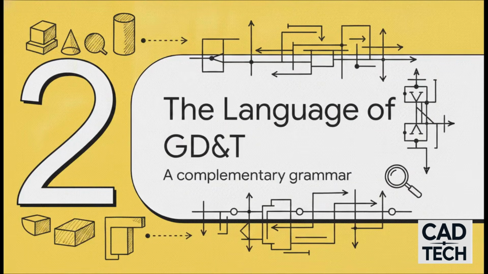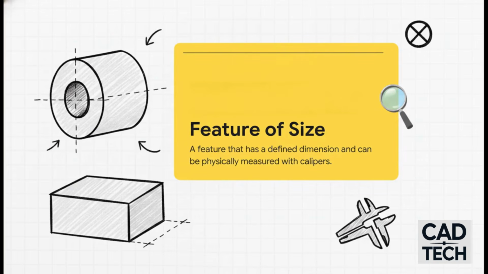Moving on to Section 2, the language of GD&T. If traditional dimensions are kind of the basic vocabulary of design, you can think of GD&T as the complementary grammar. It communicates exactly which aspects of a design are actually critical. But to speak this language, we first need to understand the difference between a simple, single flat surface and what's called a feature of size. Basically, a feature of size is any feature that has a defined dimension and can physically be measured with a pair of calipers. Think of a hole, or maybe a solid block defined by two opposed parallel surfaces.